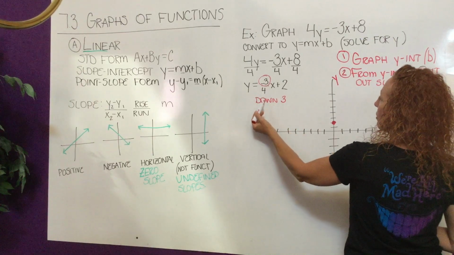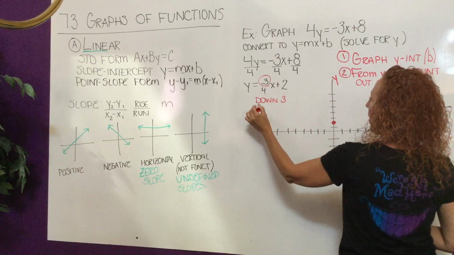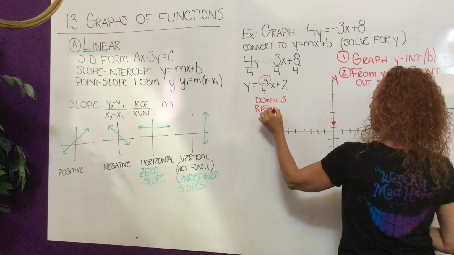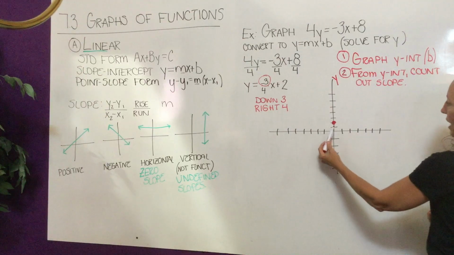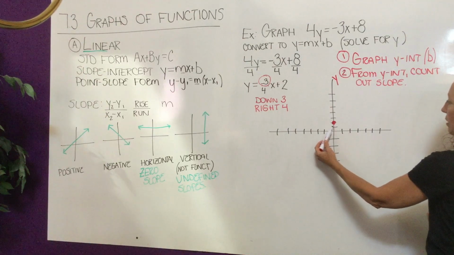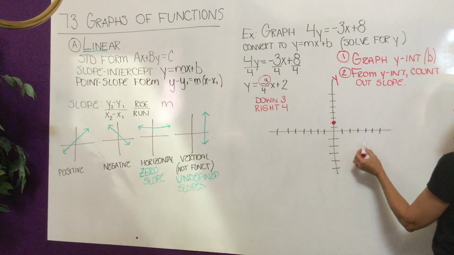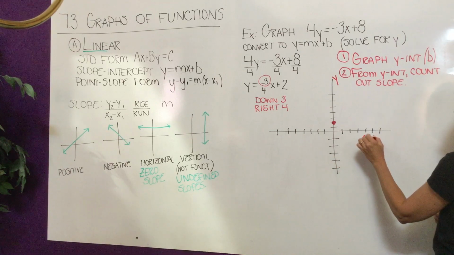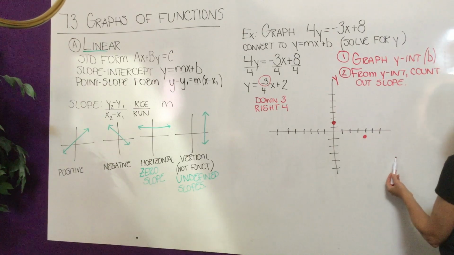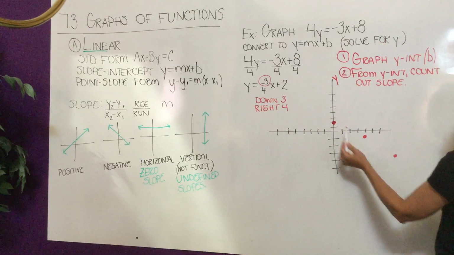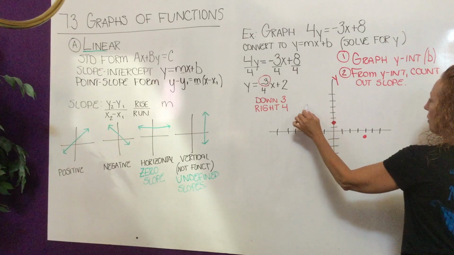So it's rise over run. We're going to go down 3, but that 4 is positive. So given the choice between left or right, we're going to go right 4 spaces because that is a positive x direction. So down 1, down 2, down 3, right 1, 2, 3, 4, put the dot there. You can do it again if you like, down 1, 2, 3, 1, 2, 3, 4. We could also go up 3 and left 4.